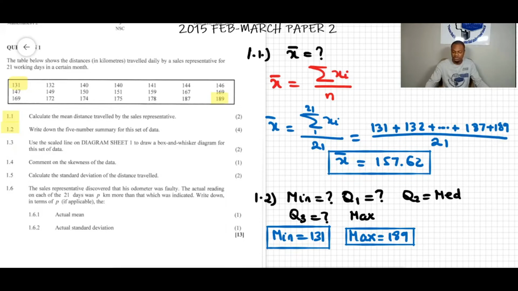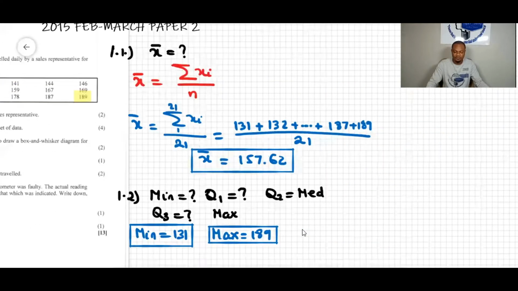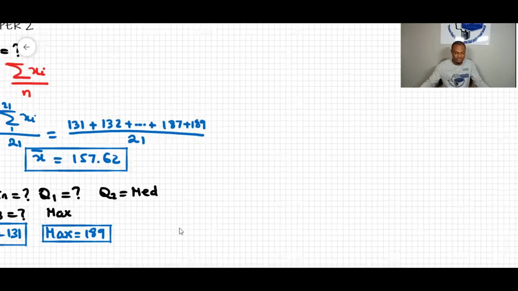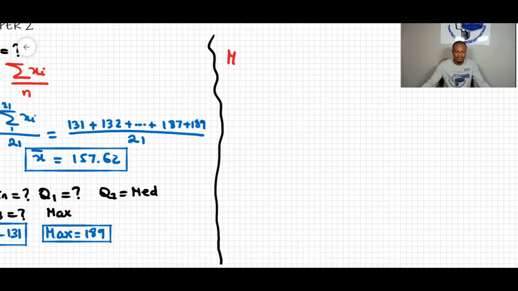So this is how we determine the minimum. The median, which is second quartile, is given by a formula. The median is not the mean, they're different. The mean is the average, but the median is the middle value.